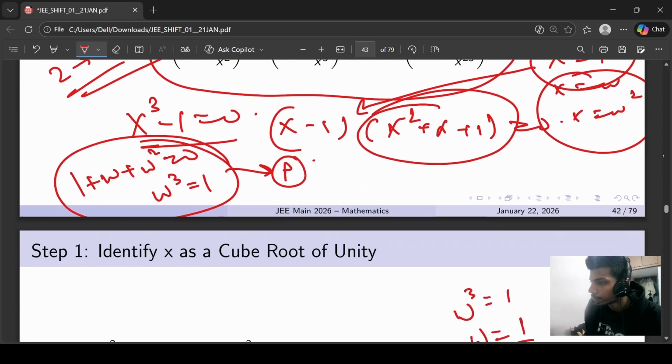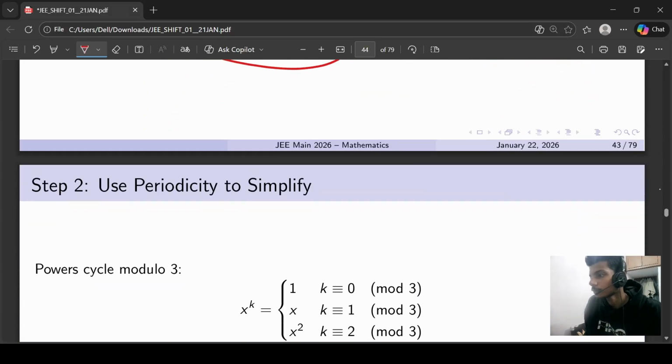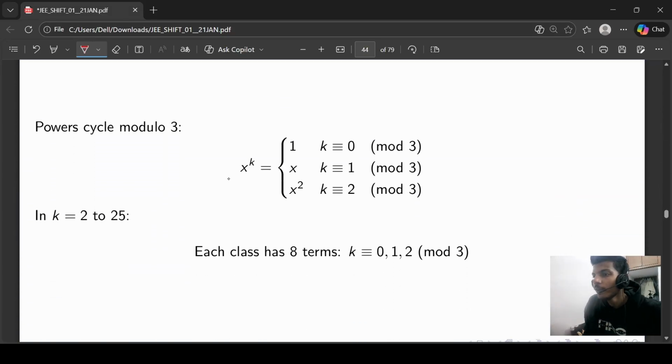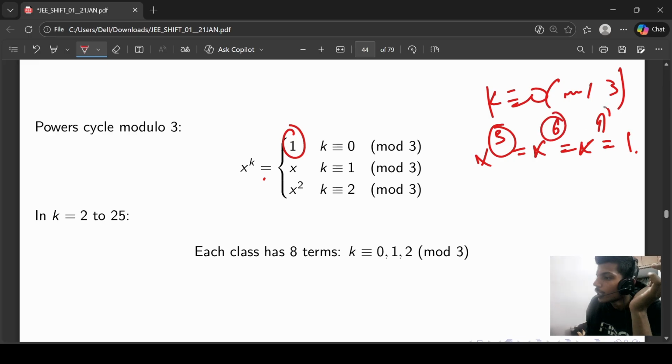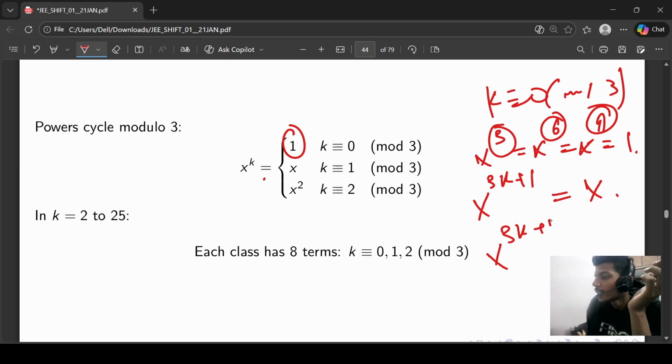Okay, so let's do this question. If we have x to the power k, there can be three cases. If k is 0 mod 3, it will be 1, that is x cube, x to the power 6, x to the power 9 is equal to 1. If the power is a multiple of 3 plus 1, it will be x only. If the power is a multiple of 3 plus 2, it will be x to the power 2. This is what we have discussed here.